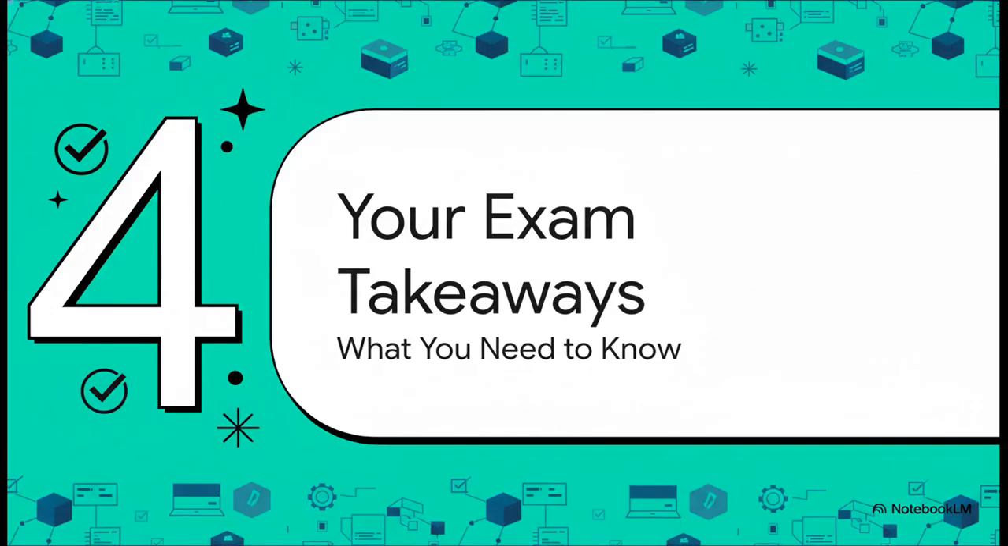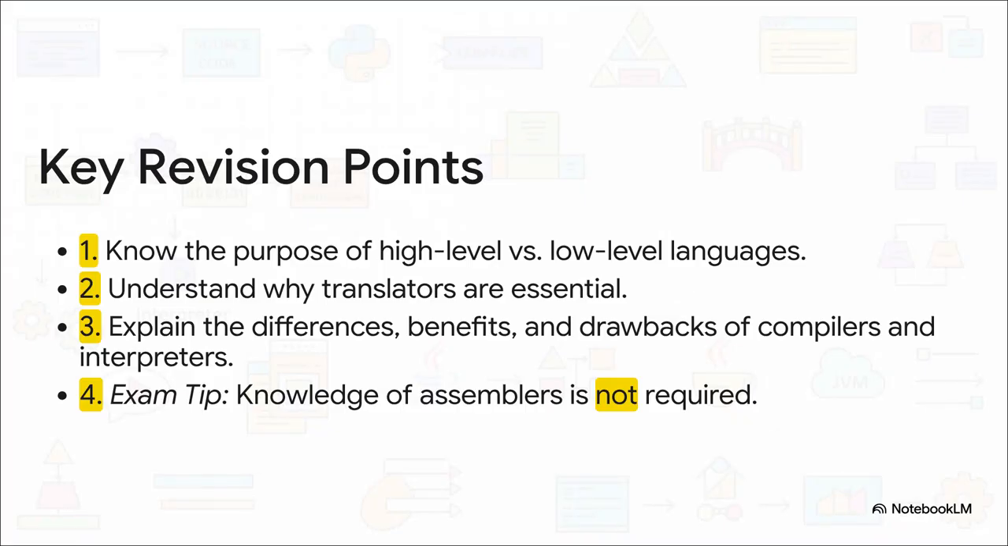Okay, let's pull all of this together. We've covered a lot of ground, so let's boil it down. This is the stuff you absolutely, positively need to have locked in for that exam paper. Right, let's recap. First up, make sure you can explain why we have high-level and low-level languages. Second, you need to know why we need translators in the first place. Third, and this is the big one, be ready to compare compilers and interpreters. Talk about their benefits, their drawbacks, the whole shebang.